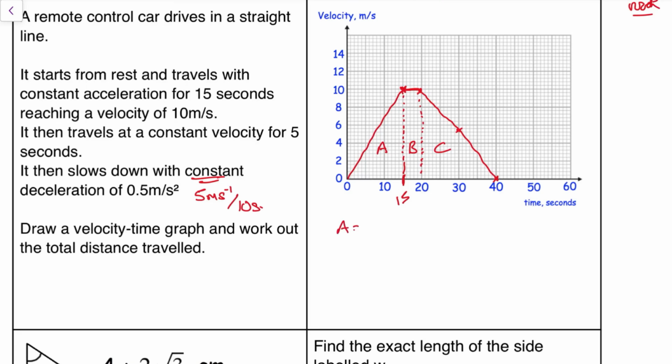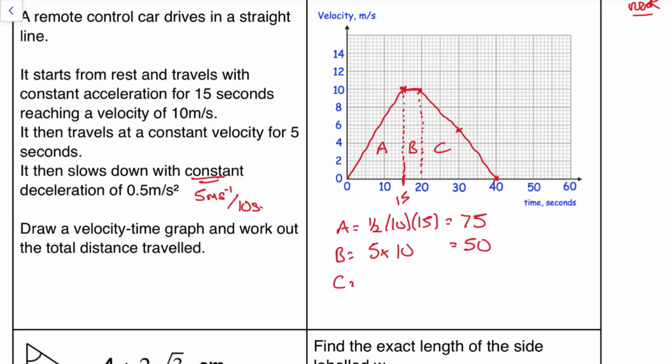Well, A is a triangle, so it's going to be a half times the height, which is 10, times the base, which is 15. Half of 10 is 5, and 5 times 15 is 75. And then I can add on B, which is a rectangle, so that's just 5 times 10, which is another 50.